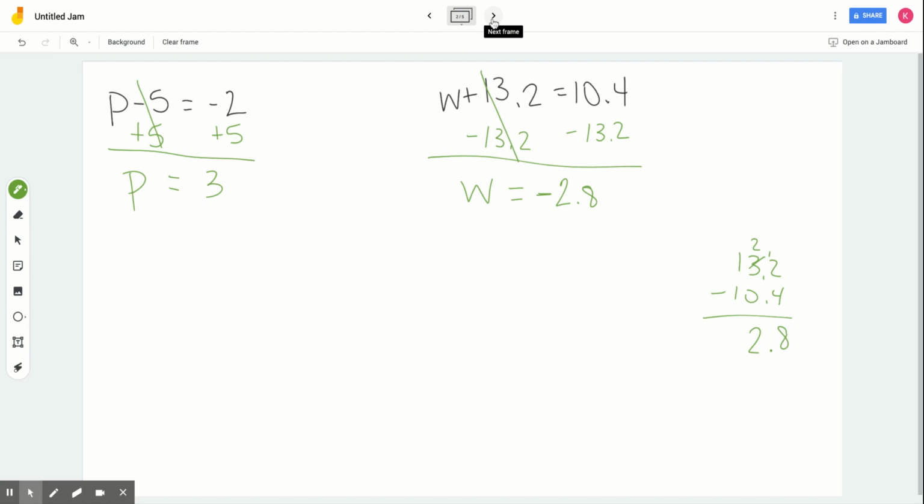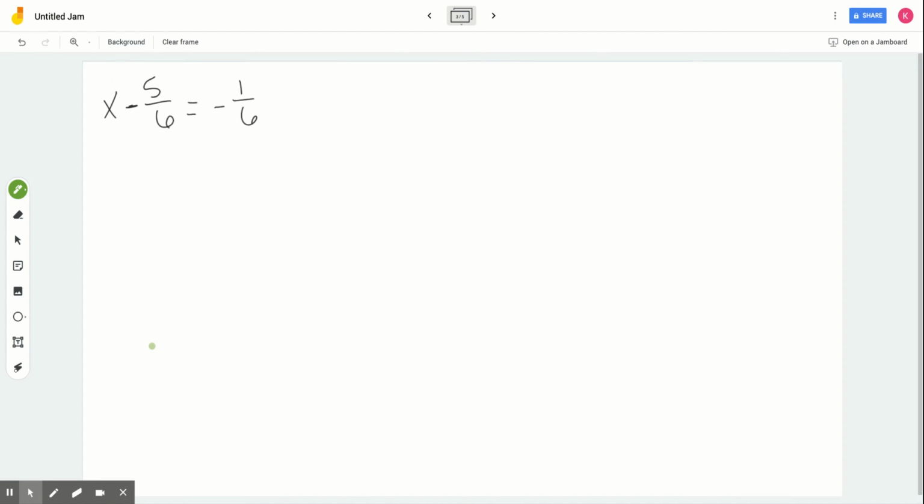Now let's take a look at number 3. I want you to think about what is the opposite of subtracting 5/6 and try to show your work before we move on. If you said the opposite of subtracting 5/6 is to add 5/6, you are correct.